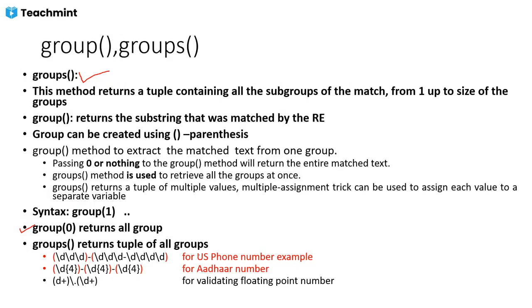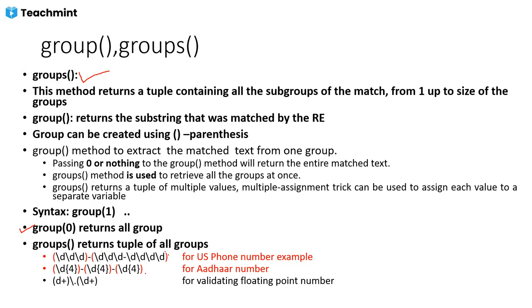In that US phone number example, I will now be forming two groups. One is the first part and the other is the second part. You can see the first part consists of 3 digits and the second part consists of 3 digits, hyphen, 4 digits. Now to return the complete matching object, I can use the groups function or group of 0. Group of 1 returns the first part. Group of 2 returns the second part.